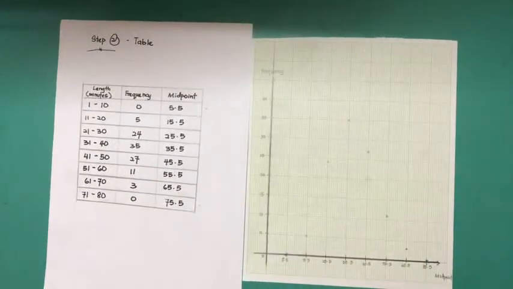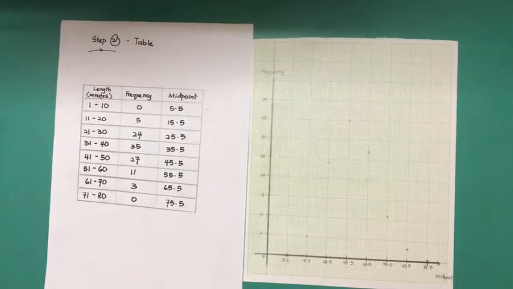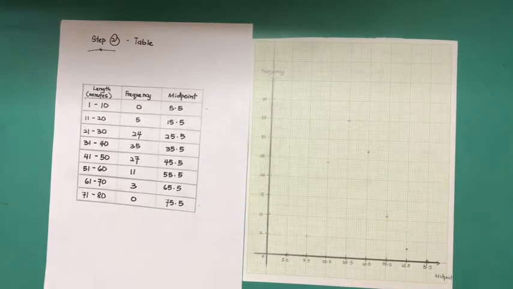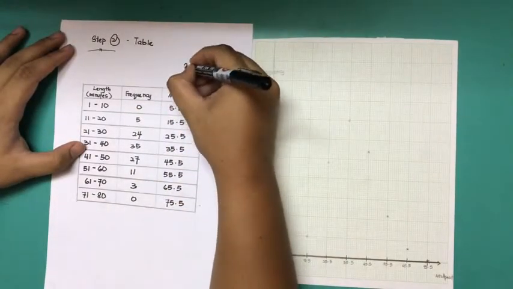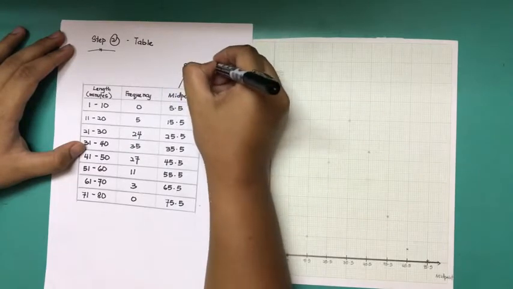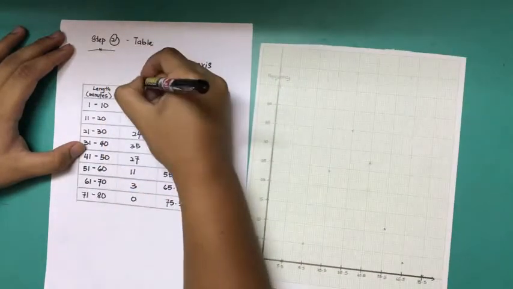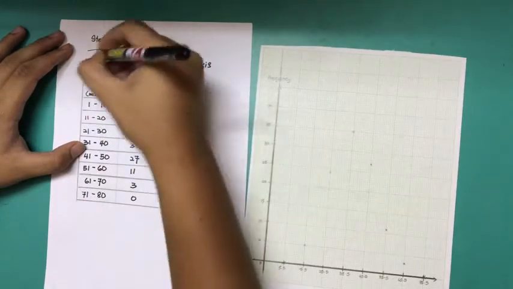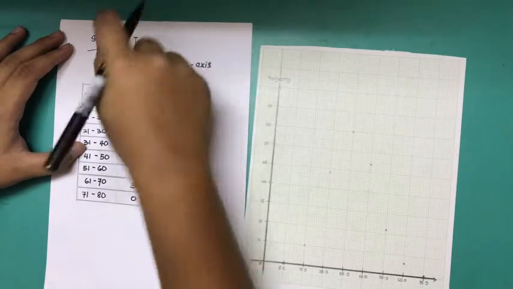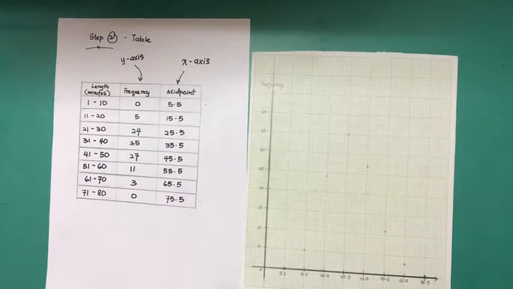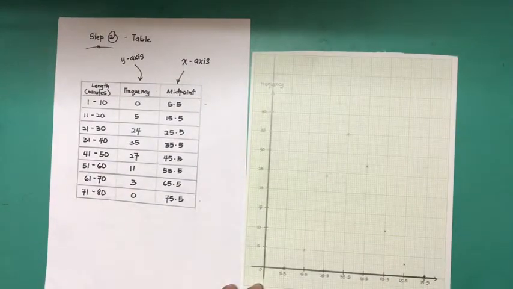We have reached the last step for frequency polygon, that is plot the graph. So, we can refer the table from the step 2 to plot the graph. As I said earlier, the x-axis will be midpoint and the y-axis will be frequency. You can see from this graph, the x-axis is the midpoint and the y-axis is the frequency.